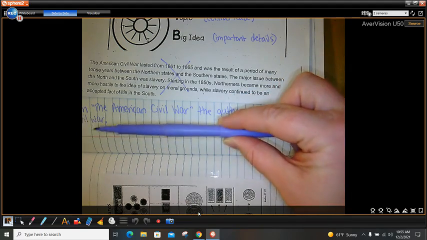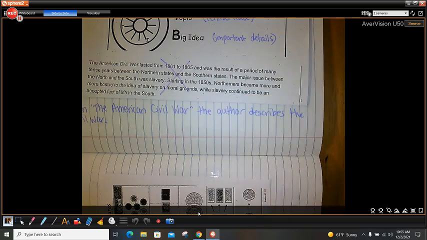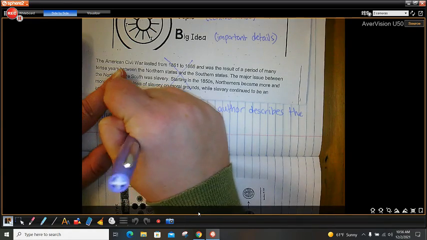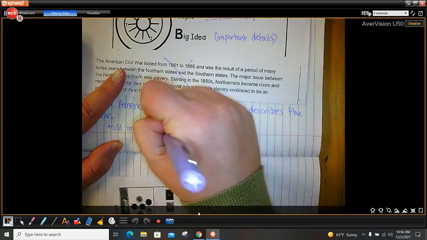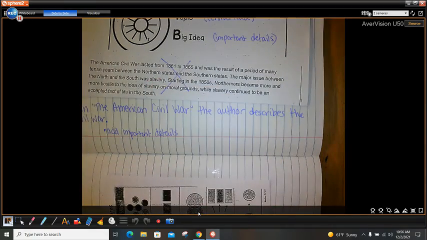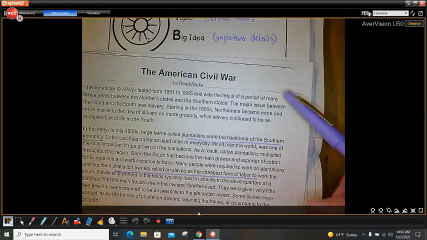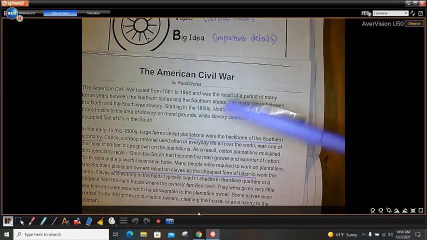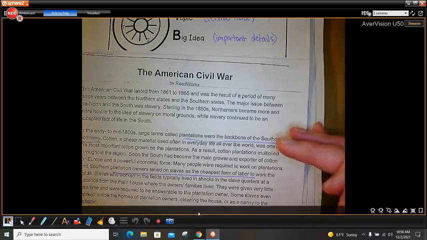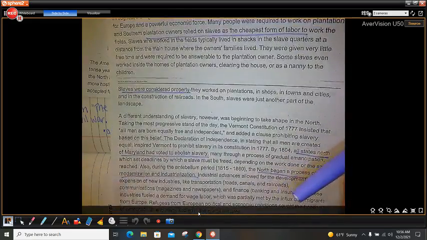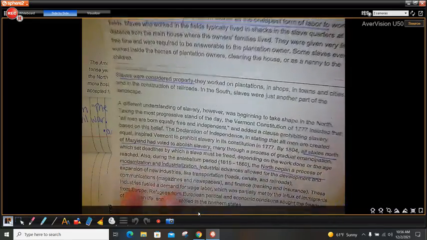All I have to do now that I've made that sentence is go through and add in my important details. So let's go ahead and mark a bullet point here. Add important details. If I were to continue writing this, I would write something like, plantations were the backbone of the Southern economy because they were the cheapest form of labor. Slaves were considered property, but the North didn't agree with that. The North started to modernize and industrialize and thought they should get rid of slaves.